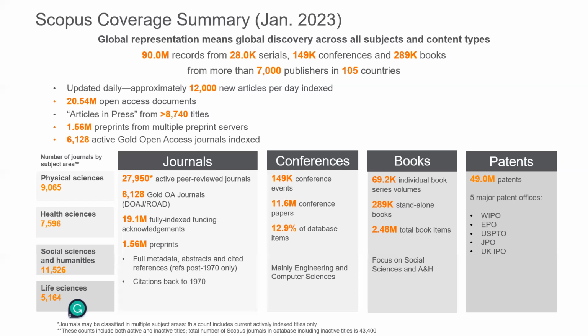We also have articles in press, which means that for almost 9,000 journals, we also make available articles when they have been accepted. So they haven't been published yet, but they have been accepted. The publishers send us this information and we make it available in Scopus. So that makes Scopus very current, and it is updated daily. There are about 12,000 articles that are added to Scopus every day.